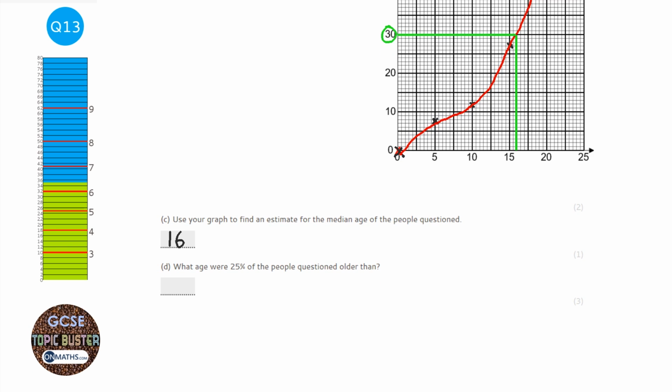Now everyone draws the lines a little bit differently, so there's always a little bit of leeway in the mark scheme. What I recommend you do is that you draw the working out onto your cumulative frequency graph so they can see where you got the number from.